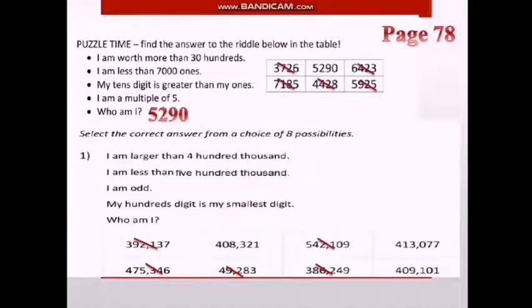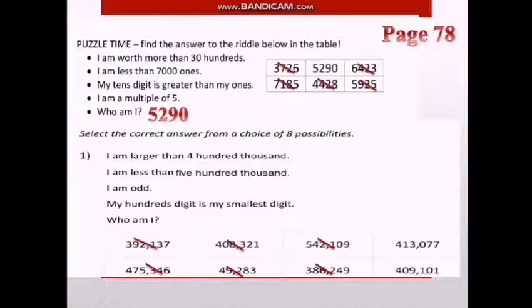Now we will read again. My 100 digit is my smallest digit. The 100 must be the smallest digit. Look here. Can we say that 3 is the smallest digit here? No, 0 is the smaller, so we will cancel this number.